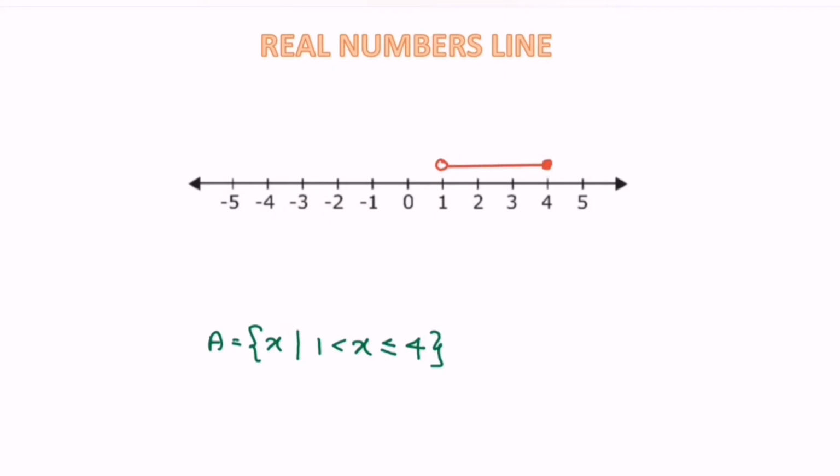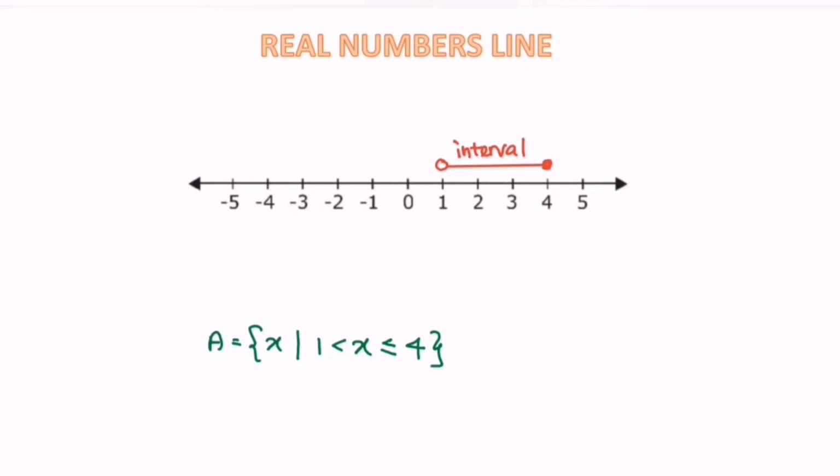This set of numbers forms what is called an interval. An interval is a set whose members are a continuous span of numbers on the number line. Finite intervals are bounded by two endpoints. In this example, the endpoints are 1 and 4. The endpoints of an interval don't necessarily have to be included in the interval. However, since set A contains the numbers greater than 1 and less than or equal to 4, only one of the endpoints, which is the 4, is included in the interval.